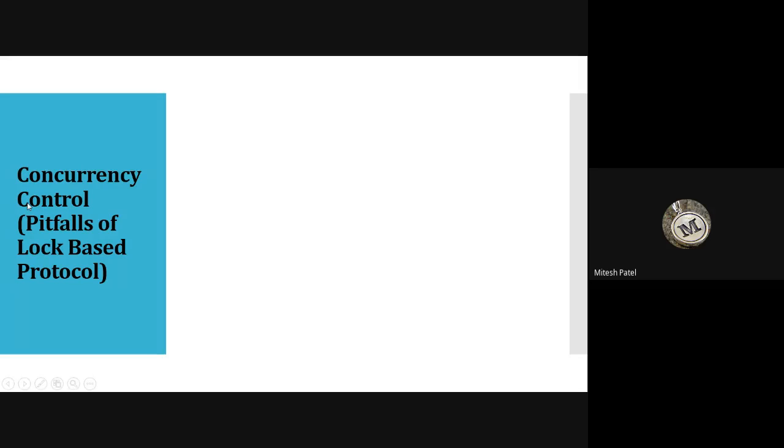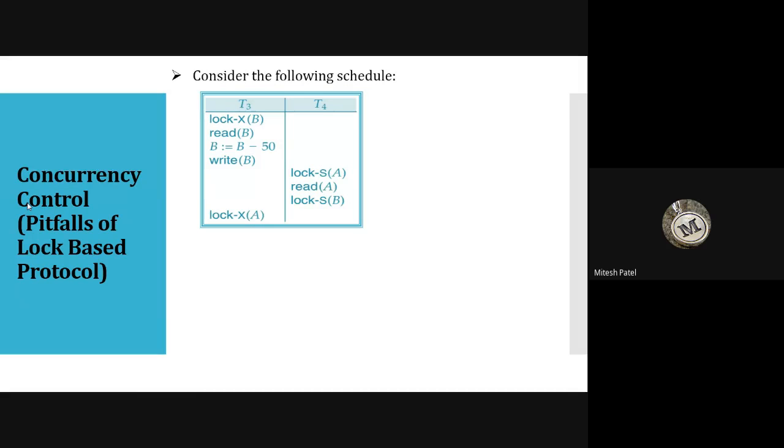Now, when we have multiple transactions, when we have concurrency in a transaction, at that time some pitfalls are there. So, pitfalls of lock-based protocol. What will be the situation? Let's consider the following schedule: T3 and T4. Understand this schedule very well, because this concept is very important and it leads to the next topic.